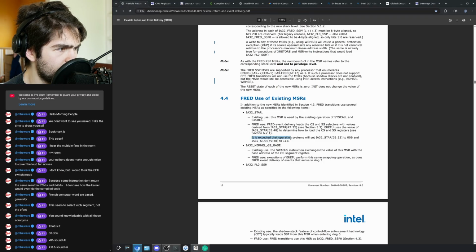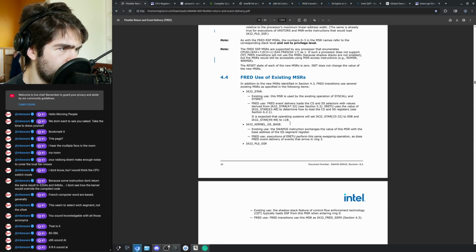It is expected that the operating system will set the IA32 STAR fields to specific values. Okay. So I guess what they're saying is that FRED will still use the same standard way that STAR uses it. Okay. But there are some expected bits. Okay, IA32 kernel GS base, existing use.